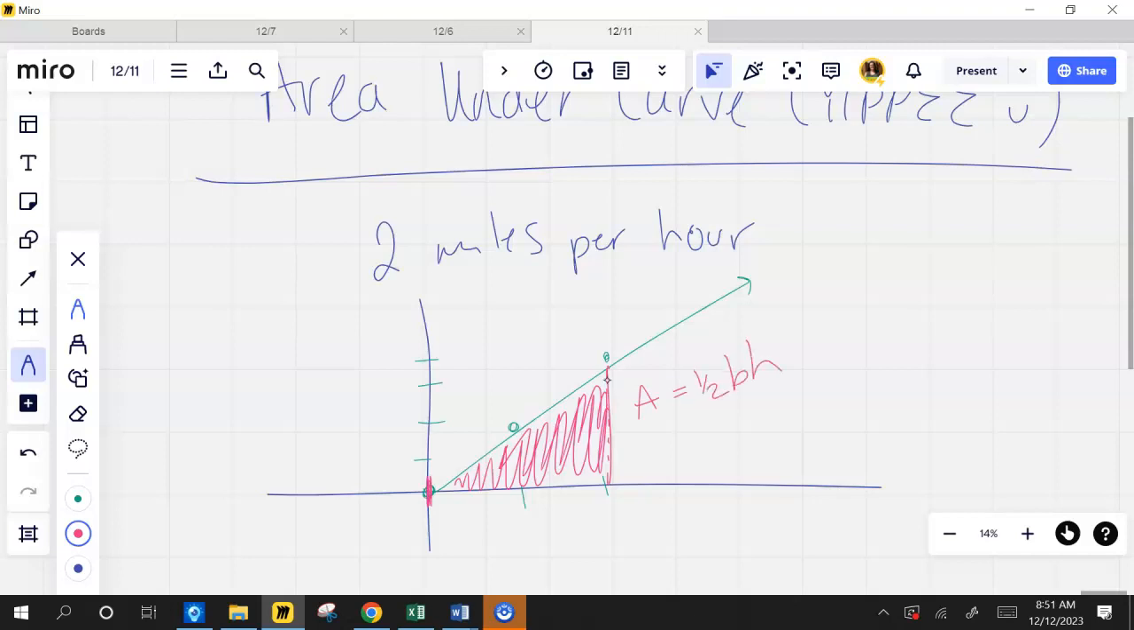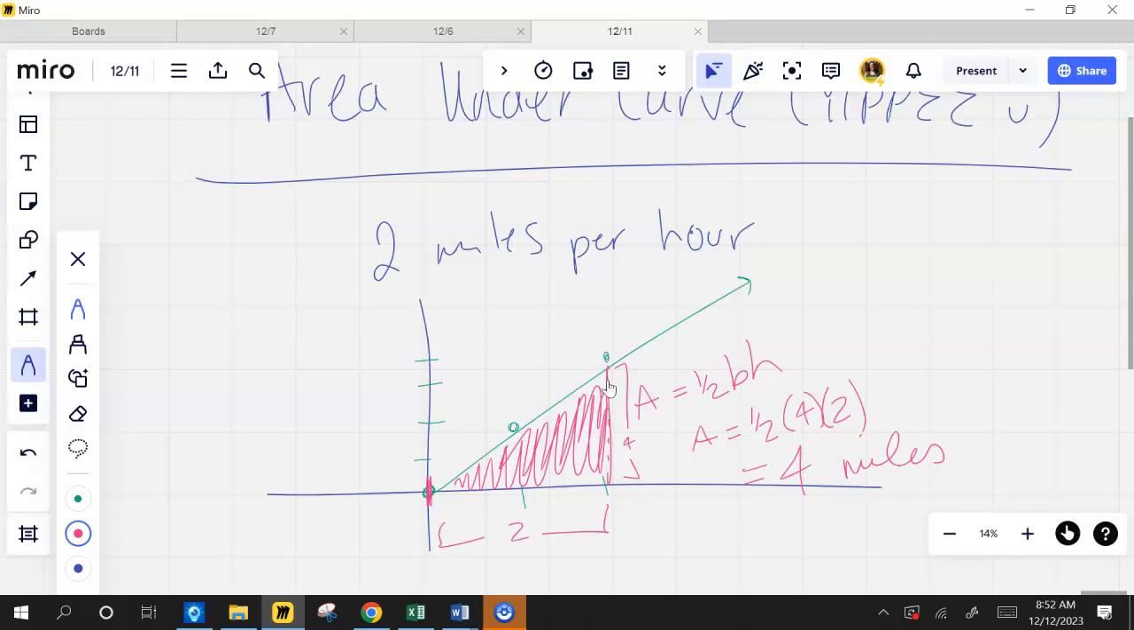1/2 base times height. So I'm spanning 2, and I'm going up how many? 4. It should be 4, if I'm walking 2 miles per hour, right? So over the course of 2 hours, 1/2 times 4 times 2, or 2 times 4, whichever way you want to go, and I would get, what's that give you? 4 miles.